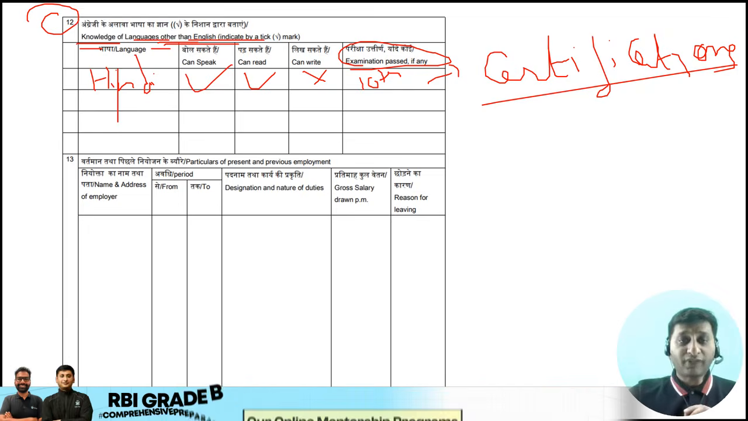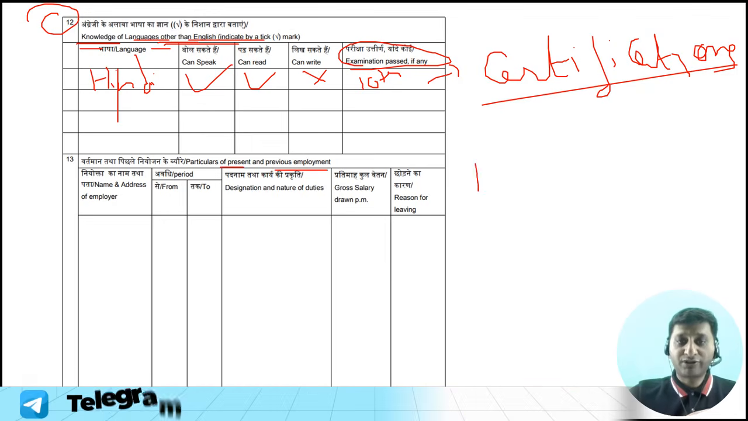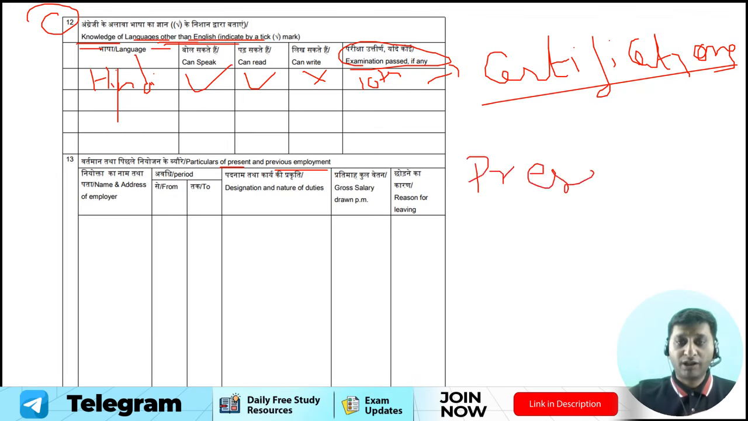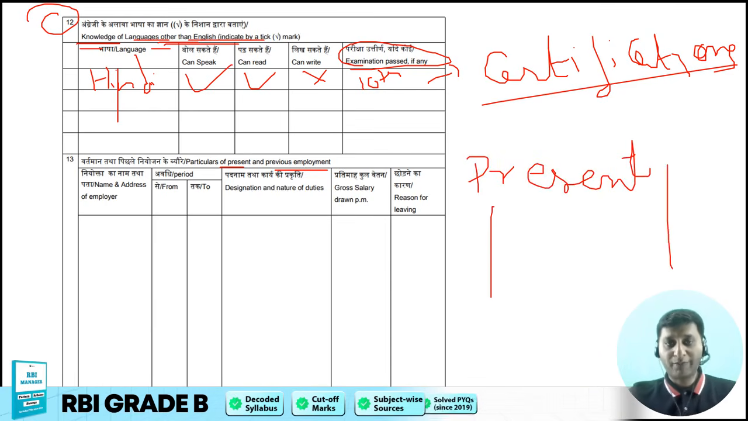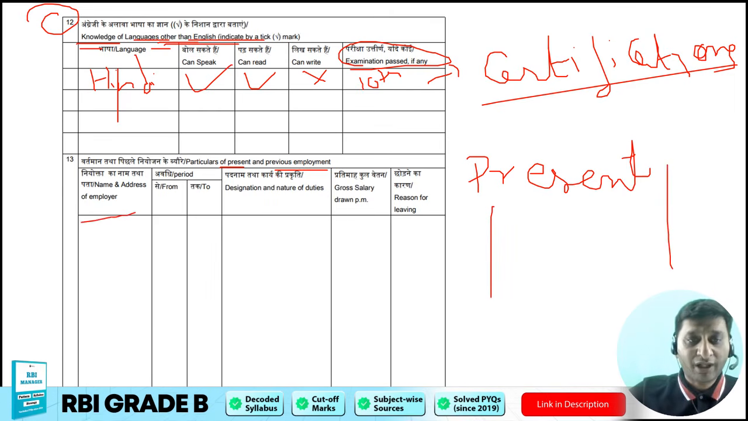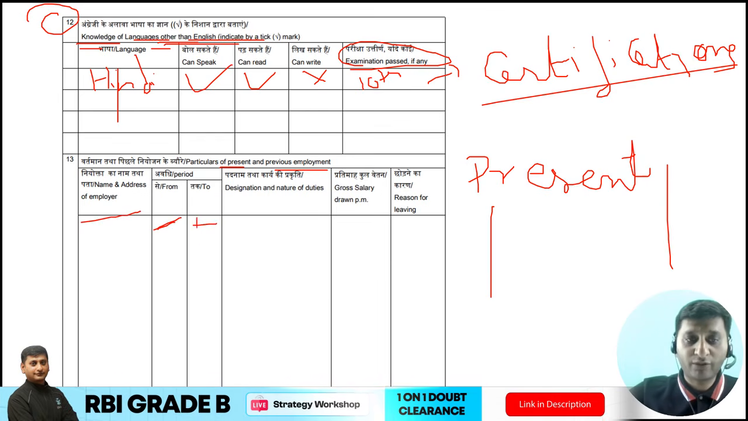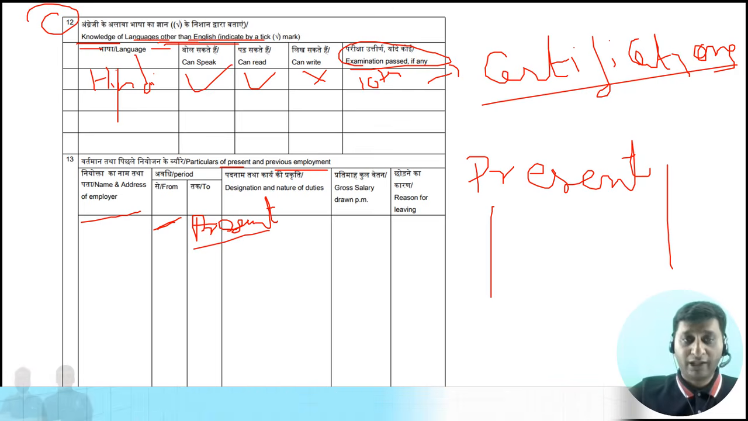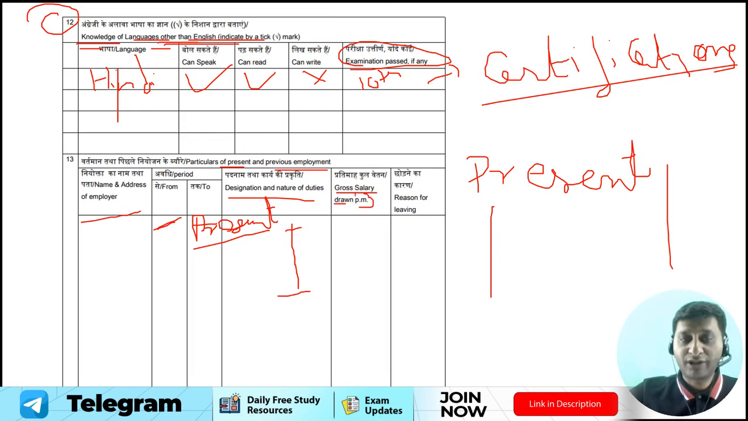Next is about your present and previous employment. So here you have to follow the reverse order, that is, first write your present employer if there is one, and then write about your previous employers in a particular order, right? Going back from the present. So write the name and address of the employer, from and to date. If you're presently working there, then write the from date, and in the to field write present because there is no end date to that. Then designation and nature of your duties you have to write here. Then gross salary drawn per month. Again, please mention here, do not write your annual package, it is per month. And then reason for leaving.